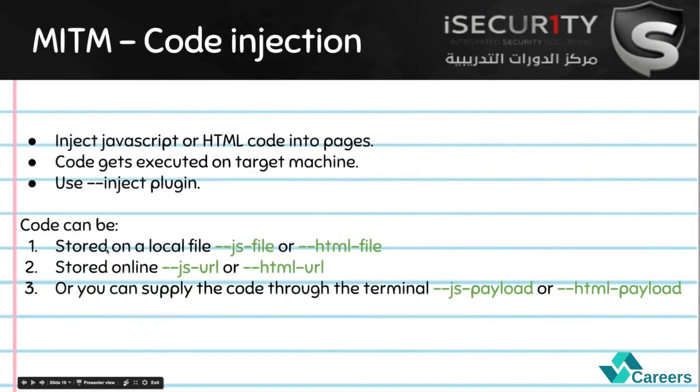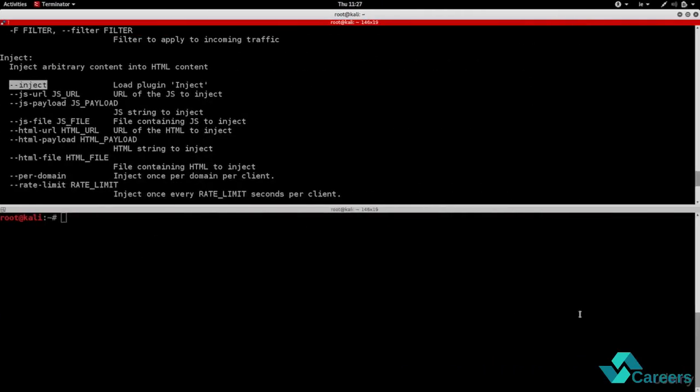There is the file. So you can have your code stored in a file, and you can use JS file or HTML file to inject the code stored in that particular file that you specify. Or, if your code is stored online and it has a URL, then you can use that URL or link using the JS URL or the HTML URL options. Or you can actually supply the code itself through the command using the JS payload or the HTML payload. So we're going to be supplying the code through the command the first time, and then I'll show you using a file. So we're going to be using the inject payload, and then we're going to be doing JS payload.